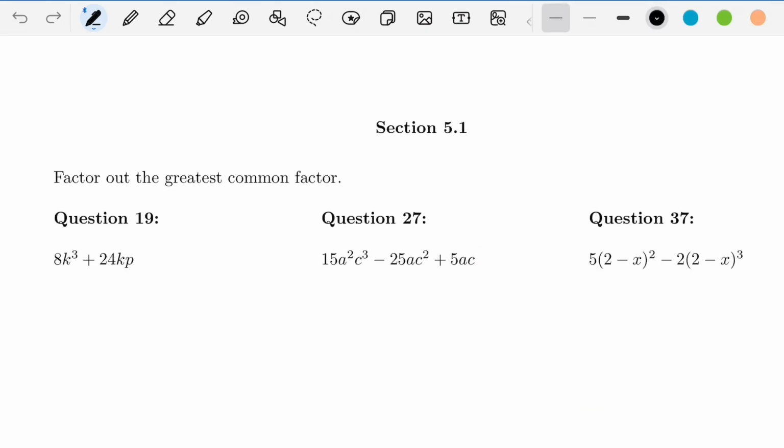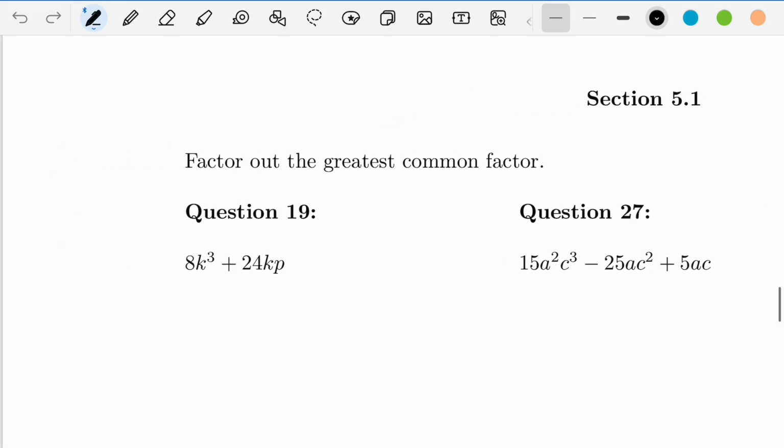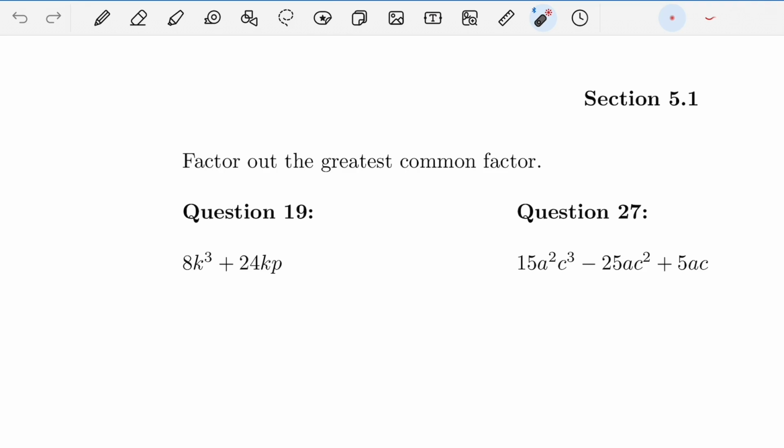Alright, so in these next two sections, 5.1 and 5.2, we're going to deal with factoring these polynomials. And we're going to start with factoring out the greatest common factor. So looking at question 19 here, we want to factor out the greatest common factor in this polynomial here. Now what that means is we want to figure out the greatest factor that these two terms have in common. Now notice if we just look at their variables, we have a k cubed here, and then we have a k and a p here. So that means both of these guys share at least one k factor. So we know that we can factor it out or pull it out from both terms.